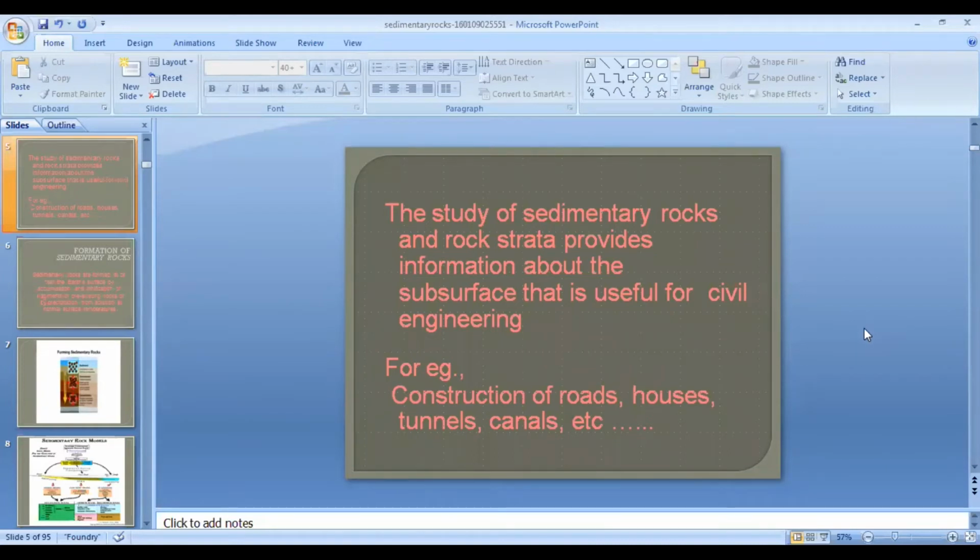If you are in the mountainous areas, most of the mountain people build houses on the rocky ground. So understanding this will help us in the construction of roads, houses, tunnels, canals. As you know, you need aggregate material for the construction of roads, and that aggregate material is sometimes limestone. So understanding how limestone looks in the field will ultimately benefit you.